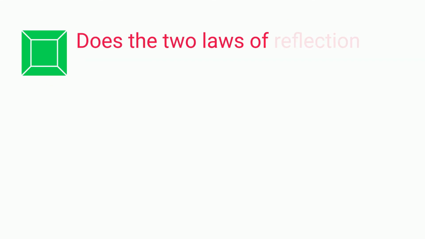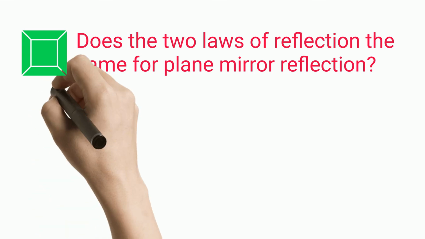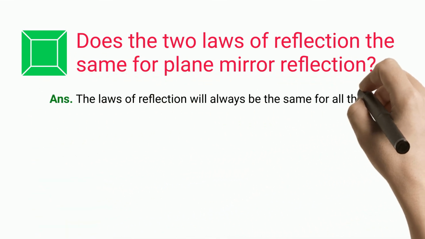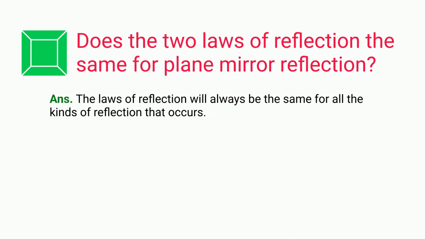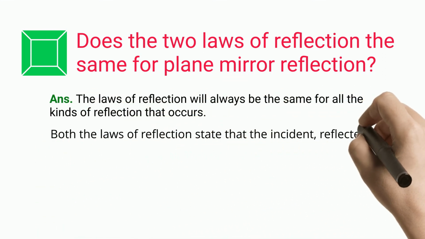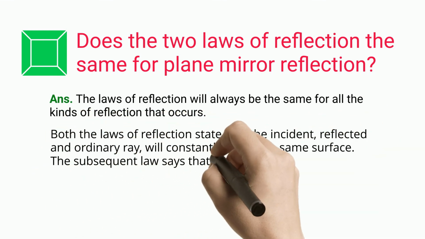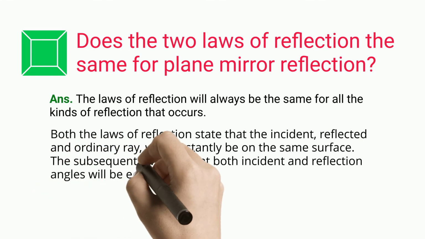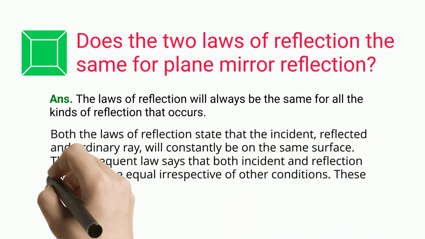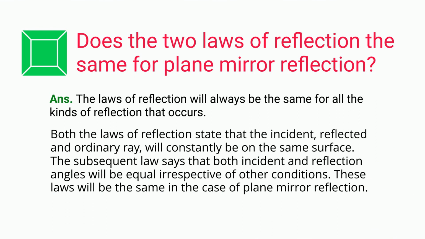Are the two laws of reflection the same for plane mirror reflection? The laws of reflection will always be the same for all kinds of reflection that occur. The first law states that the incident ray, the reflected ray and the normal ray will constantly be on the same plane. The second law says that both incident and reflection angles will be equal irrespective of other conditions. These laws will be the same in the case of plane mirror reflection.